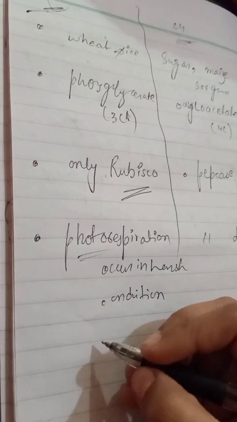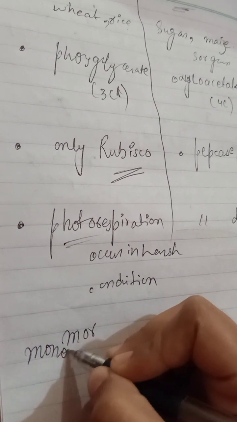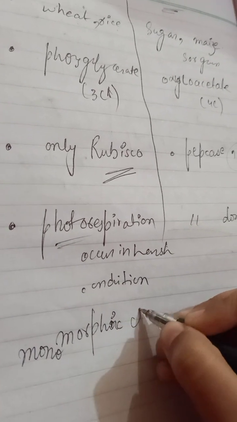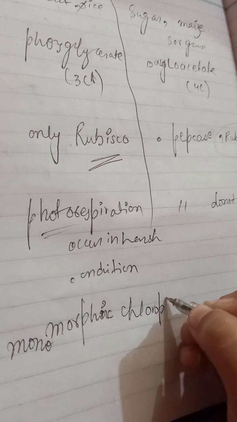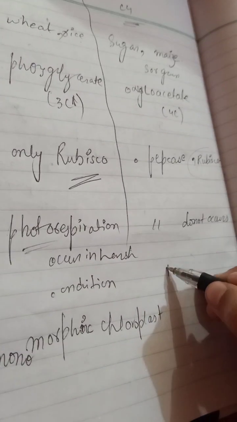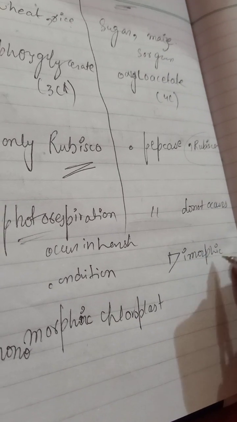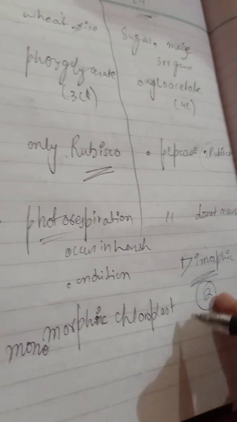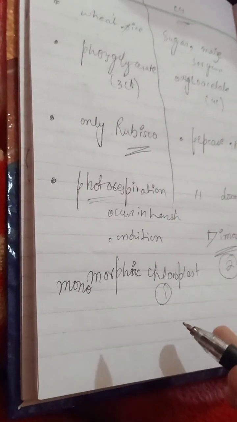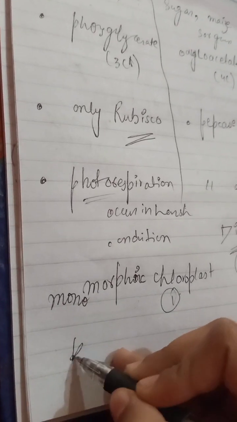So one more point in this difference we have to discuss is that C3 plants have monomorphic chloroplast, which means they have one type of chloroplast in C3 plants. If we talk about C4 plants, they have dimorphic chloroplasts, which means they have two types of chloroplasts, okay. If we talk about the next one, that is that they have the Kranz anatomy.